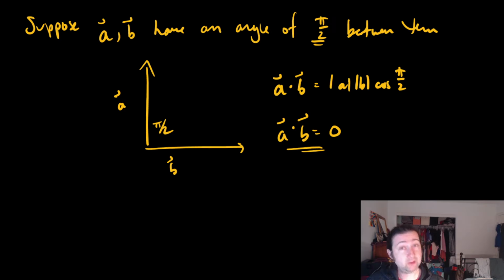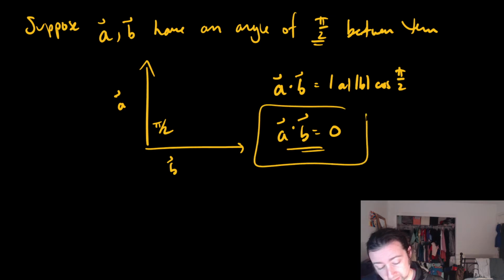And likewise, if the dot product is 0, and the vectors aren't 0, then the cosine of theta must be 0, which means that the angle must be pi over 2. So it turns out the dot product also tells us when two vectors sit at a right angle.